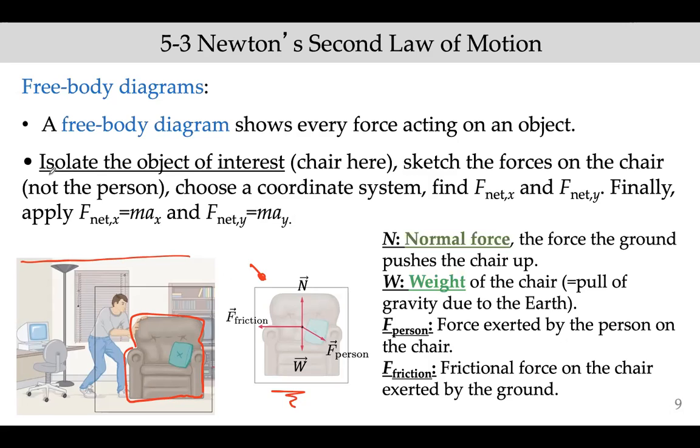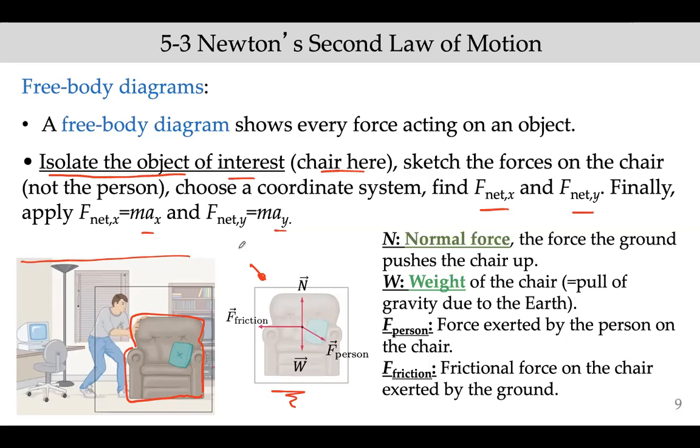So this is important. Isolate the object of interest. In this case, it's the chair. Sketch the forces on the chair, not the person, because we're interested in the chair. Choose a coordinate system and find the x and y components of F net. And then finally, you can calculate the accelerations in any direction, x or y.